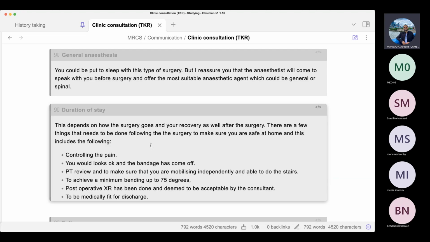Okay, so this is how I would answer the duration of stay. Well, I would say it's unlikely that you can go home on the same day. You might need to stay for a few days with us, and this is to make sure that you're safe and your home environment will be safe to accept you at this stage. And you can talk about the pain management. The physiotherapy is significantly important. The occupational therapy is significantly important.